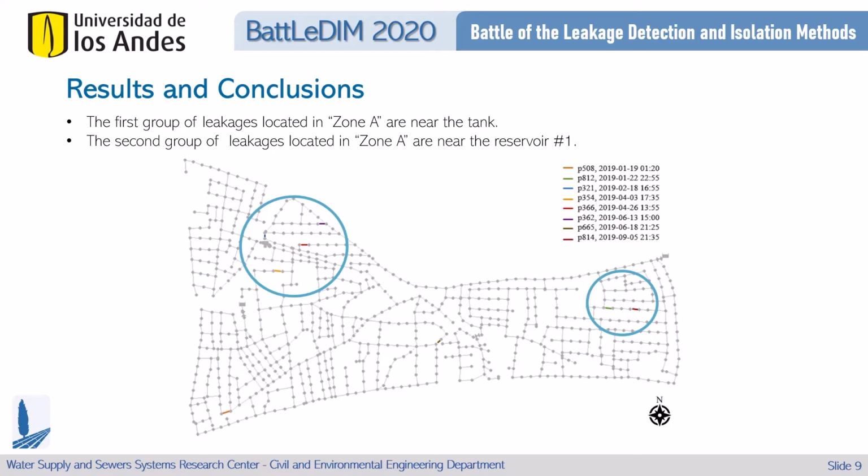The second group occurs in the area near Reservoir Number 1, in the northeast of the network, for February and September respectively. Therefore, the sector is progressively affected by degradation throughout the year.